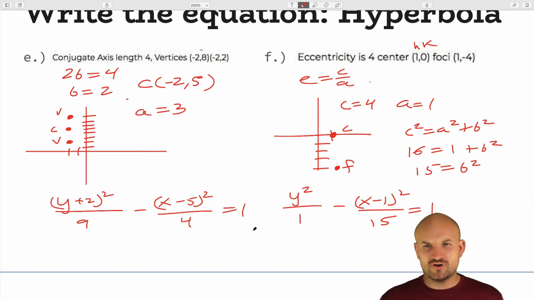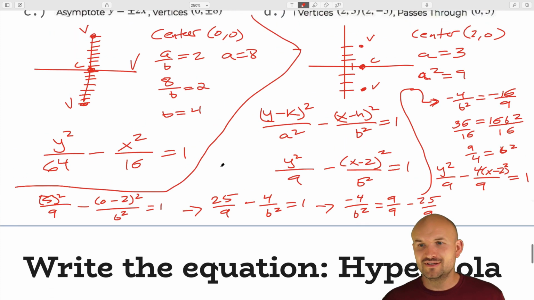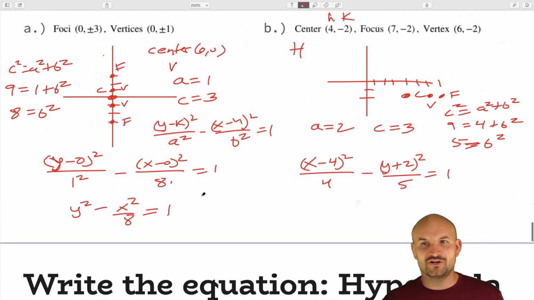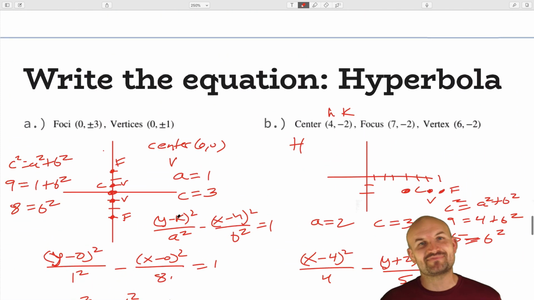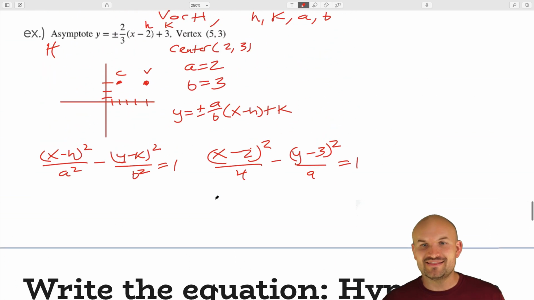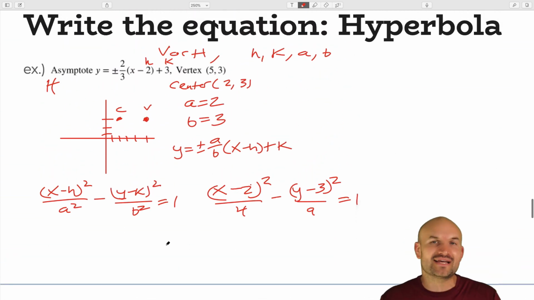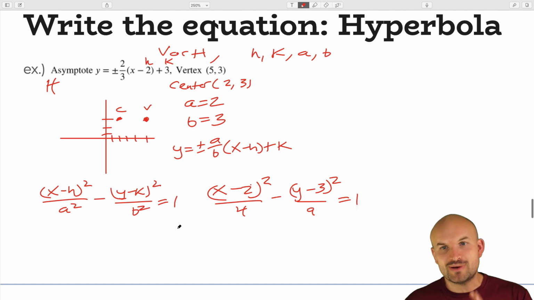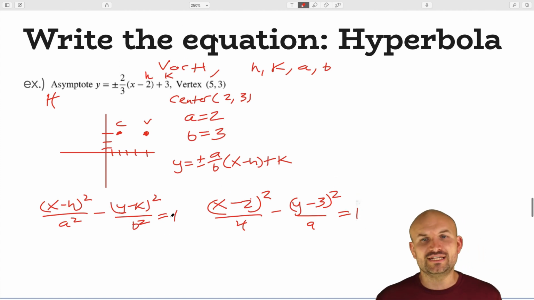So there you go. Looks like for all the problems that I had for you writing the equation, almost everything was vertical, vertical, vertical, vertical, vertical, and one horizontal. I guess I probably need to go ahead and mix those up. But either way, guys, hopefully they helped you out. Really, all you need to remember for writing the equation is to identify if it's vertical or horizontal, identify the center h, k as well as your a and b, and then you're basically good to go.